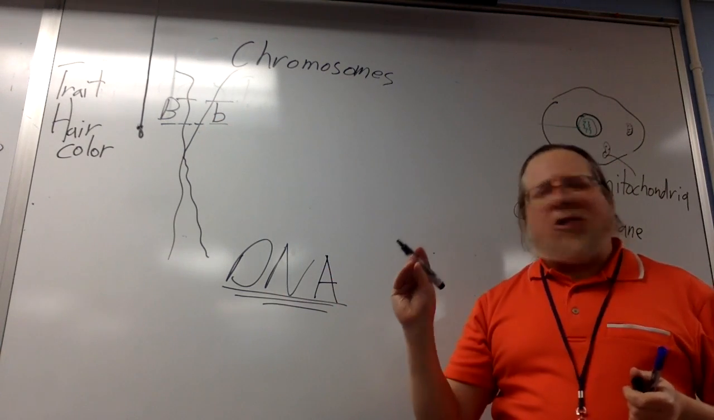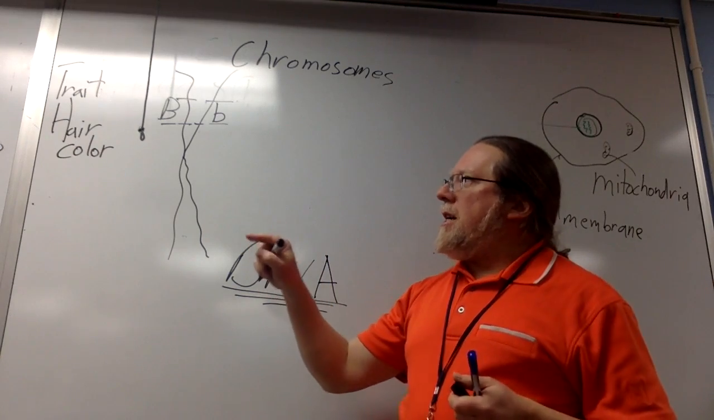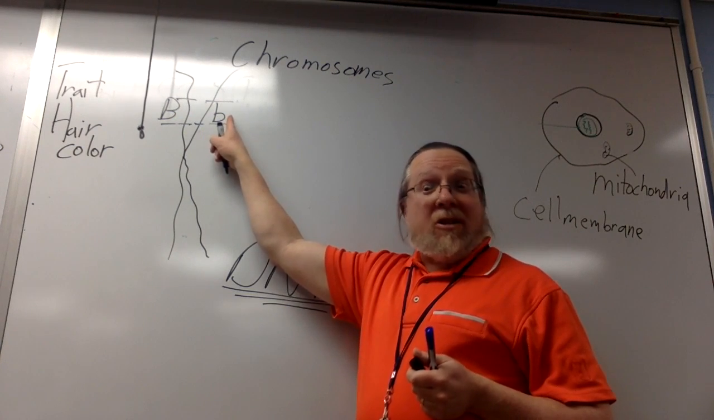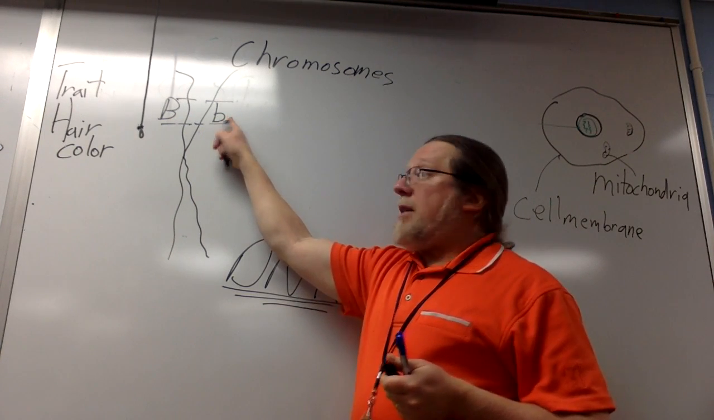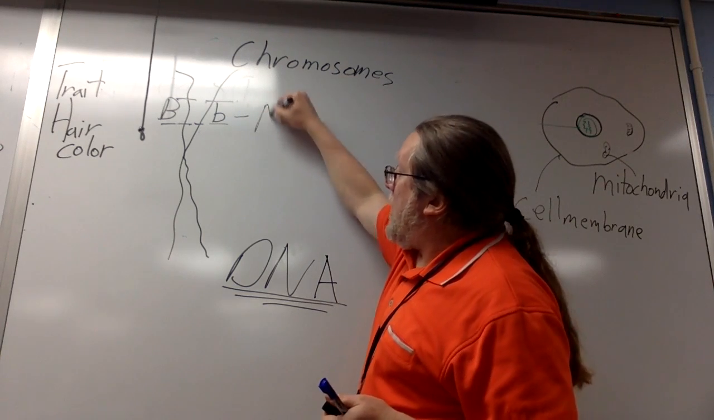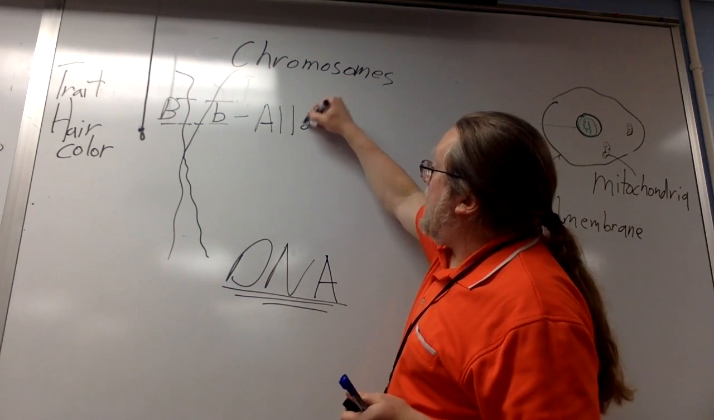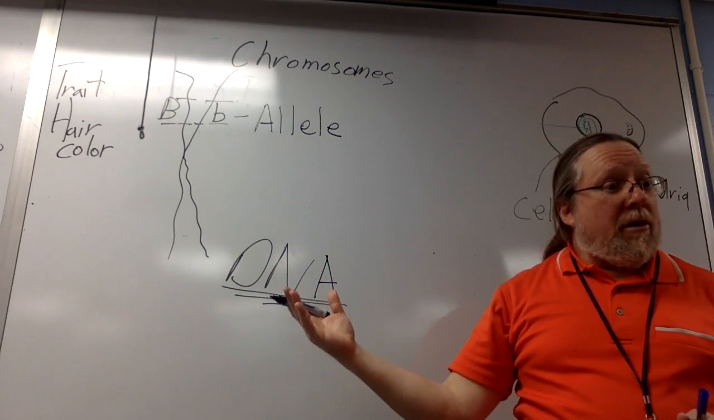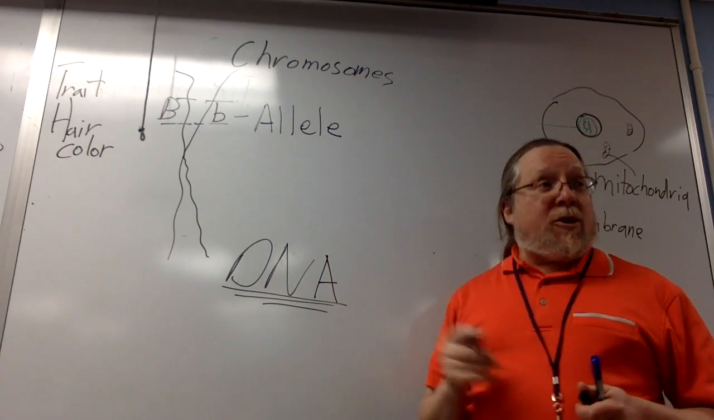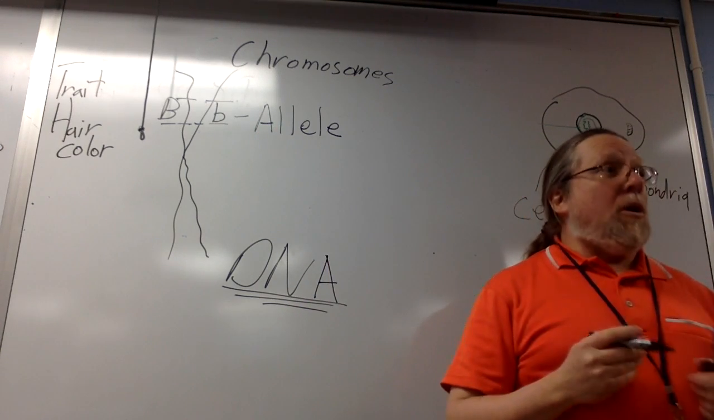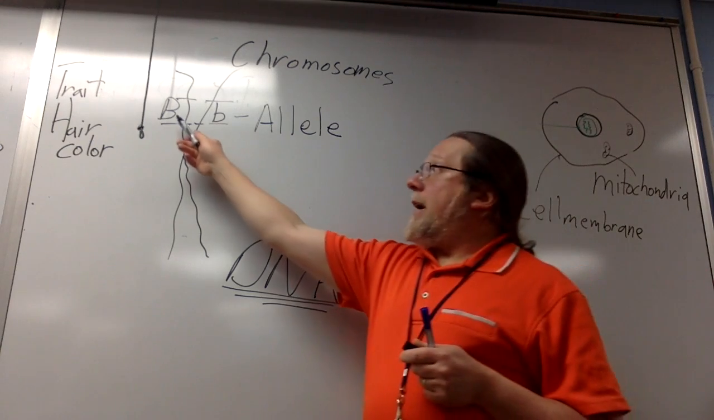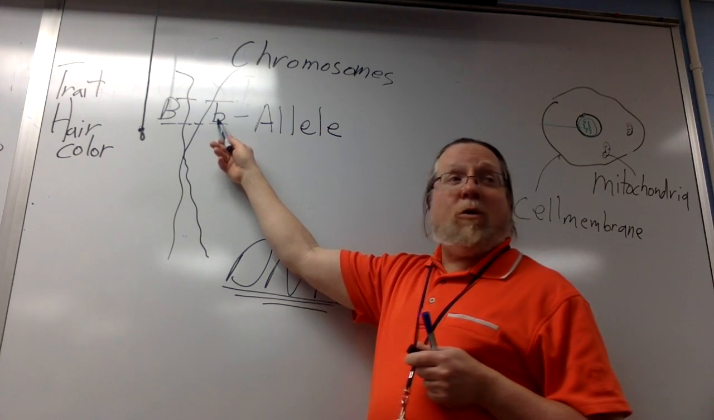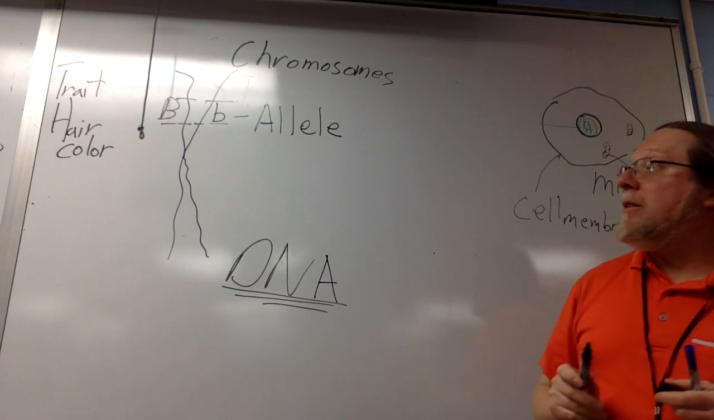I'd like to substitute a word for both gene and for these. When we are talking about specific genes, either dominant or recessive, the word that I want to use now is the word allele. So for hair color, indicated on this drawing are two alleles. The kind that codes for brown hair, the dominant allele, and the kind that codes for blonde hair, the recessive allele.